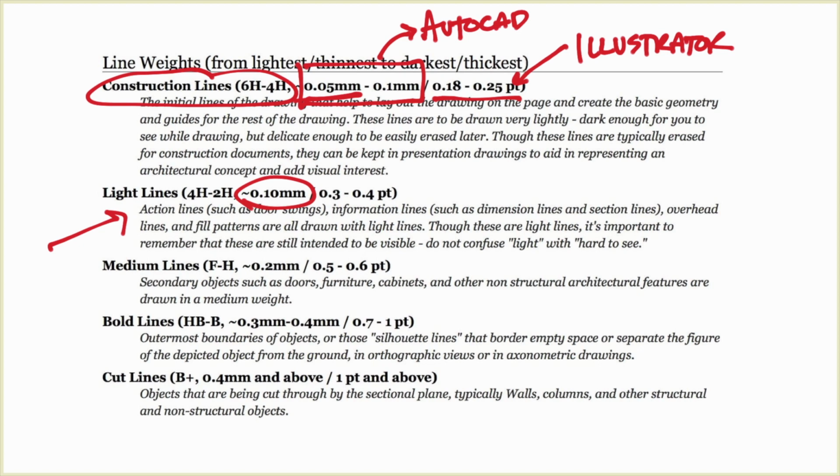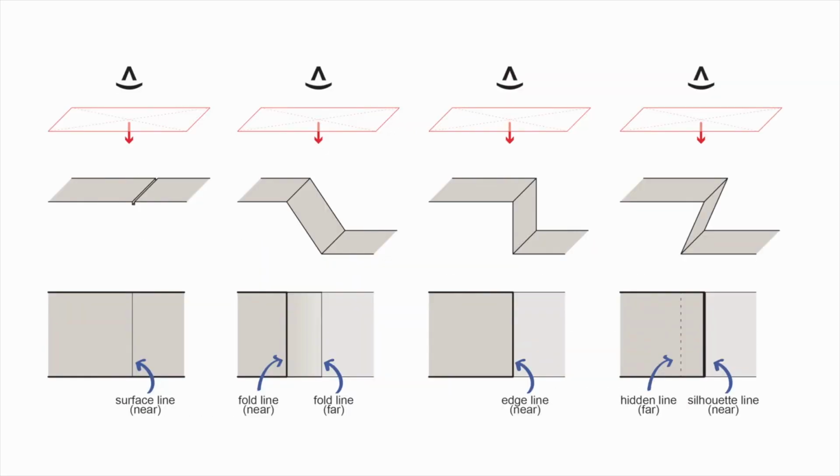Secondary objects, furniture, doors, cabinets, those kinds of things are medium lines, 0.2-ish. Bold lines, the outermost boundaries of objects, major things that we're showing, are going to be in the 0.3 to 0.4. And then cut lines are things like the walls that we cut through or a section cut. They're going to be 0.4 and above, though I think a lot of times the walls dropping down to 0.3 feels a little bit better. It depends on the plan and how intense your plan is. So it's good background information.